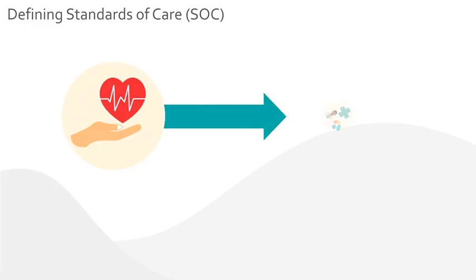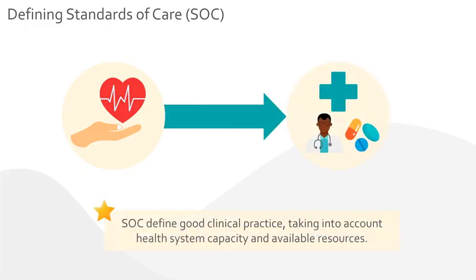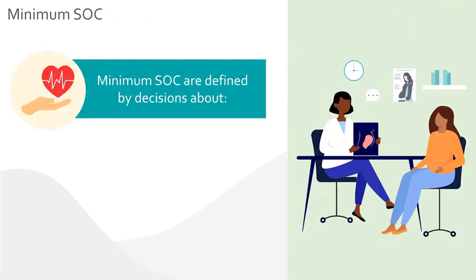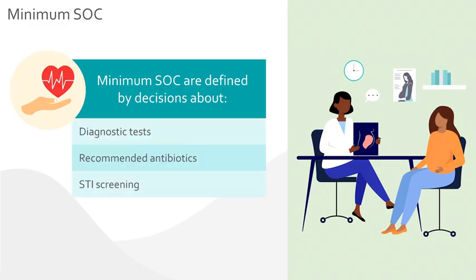How STIs and RTIs are detected and managed is usually guided by certain standards of care. Standards of care define good clinical practice, taking into account health system capacity and available resources. The minimum standards of care for a country, region, or healthcare facility are defined by decisions about diagnostic tests, recommended antibiotics, STI screening, and case management protocols.